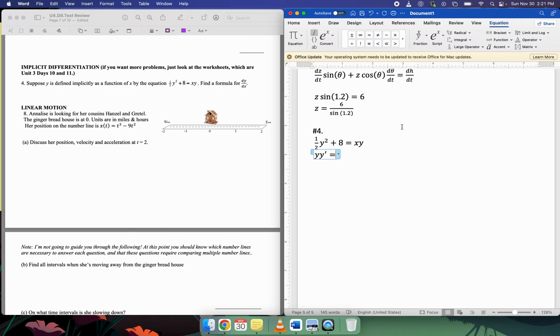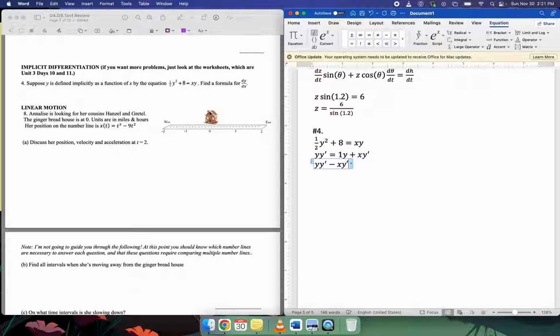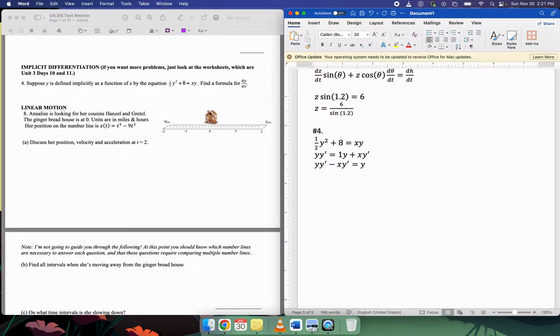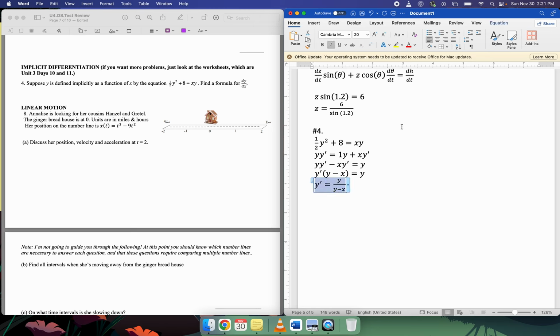Product rule says, okay, derivative of x is 1, because it's a variable. It's not x prime or something. Derivative of x is 1 times y left alone, plus x left alone times the derivative of y, which is y prime. Then we put all the stuff involving y prime on one side of the equation, equals y, factor out the y prime, then we divide, and we get this guy right here. So that's the general formula for dy dx, or y prime, same thing.